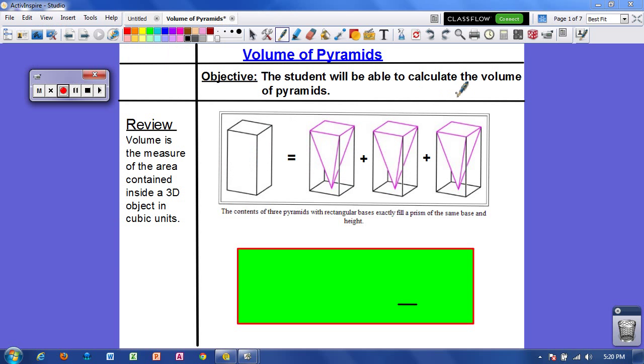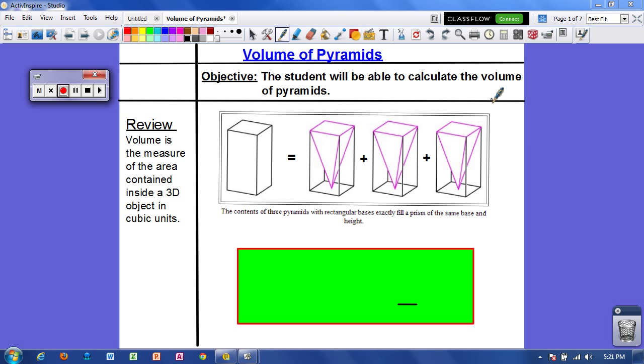Hey guys. Okay, today we are going to find the volume of pyramids. Make sure you write down everything you see on the screen and everything that I write down. Your objective for today: you will be able to calculate the volume of pyramids.